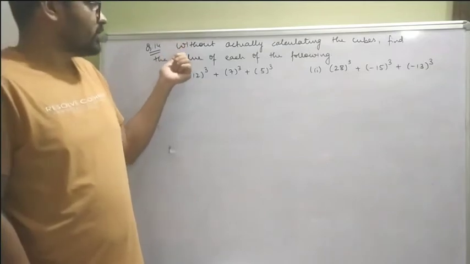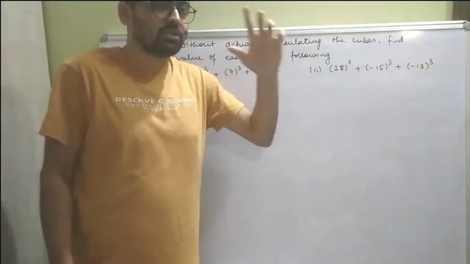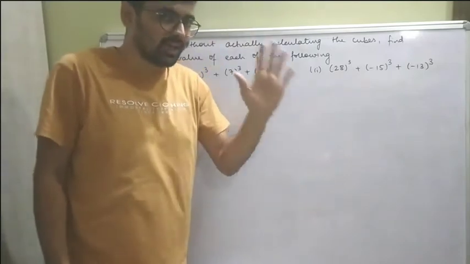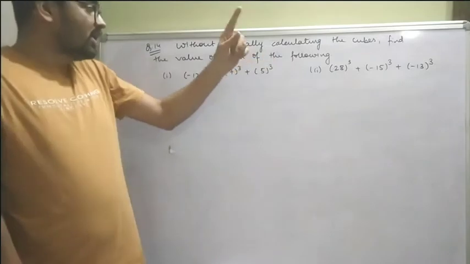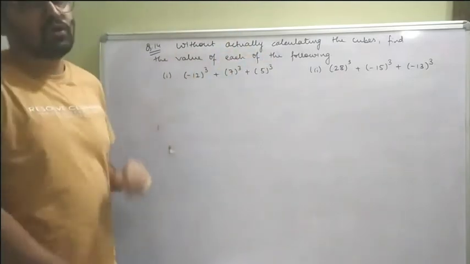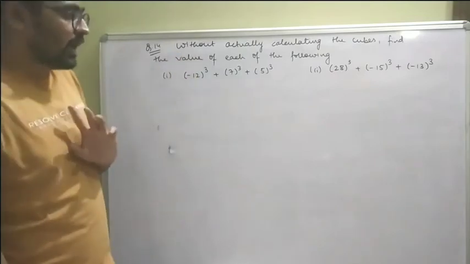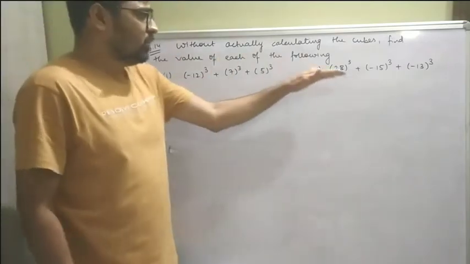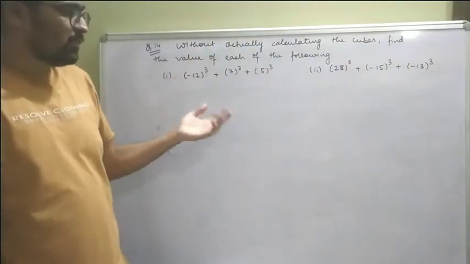Question number 14. Without actually calculating the cubes, means we are not supposed to calculate the cubes. That means you are not supposed to check what will be 12 into 12 into 12. Find the value of each of the following. So we have two problems. I am going to solve one of them. Second will be solved by you people. So let me go with this one. I feel like these are big numbers, but concepts are same.